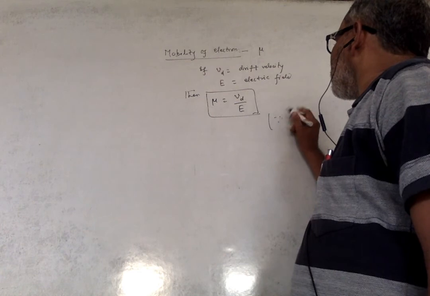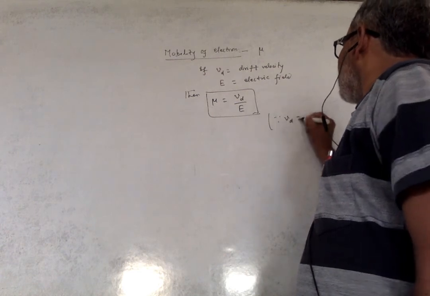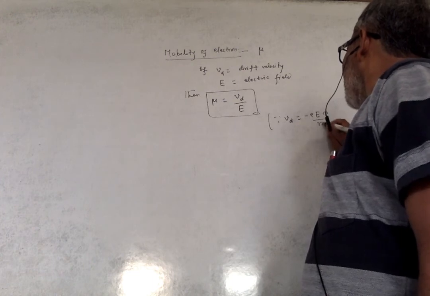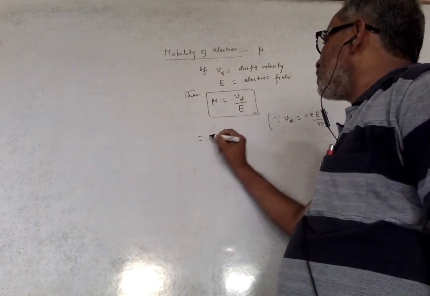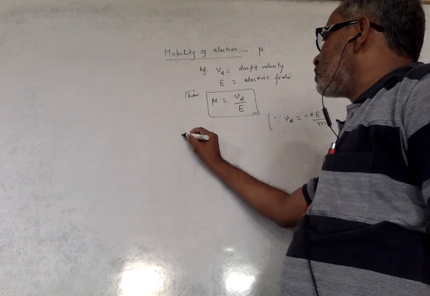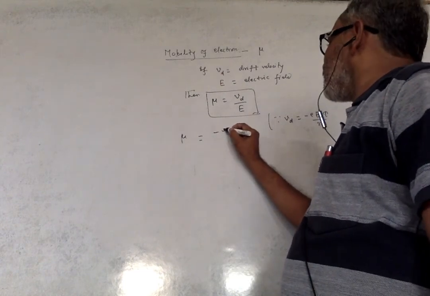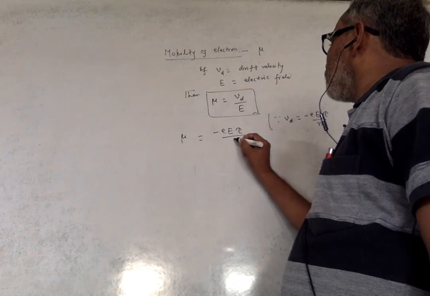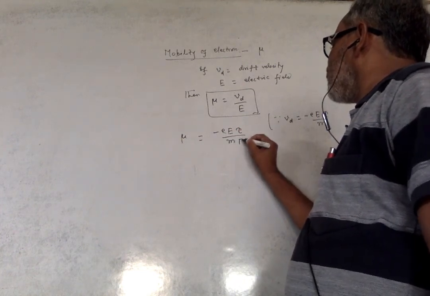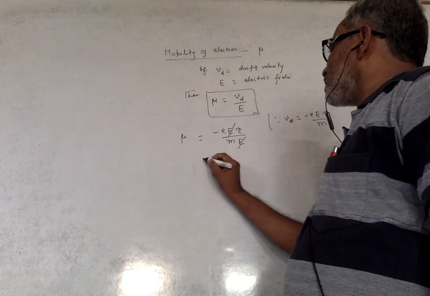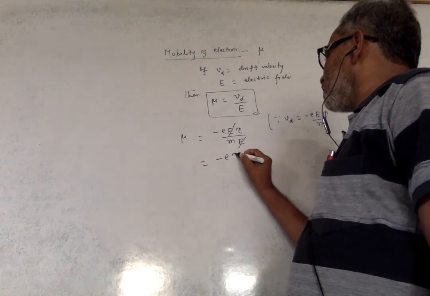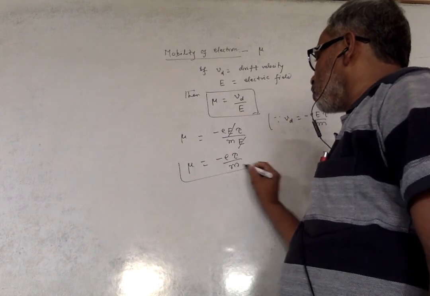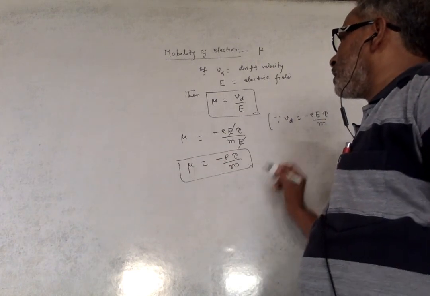We have Vd equal to minus E tau by m. Therefore, mu equal to minus E tau by m divided by E. E cancels, so mu equal to minus tau by m. This is the formula for mobility of electron.